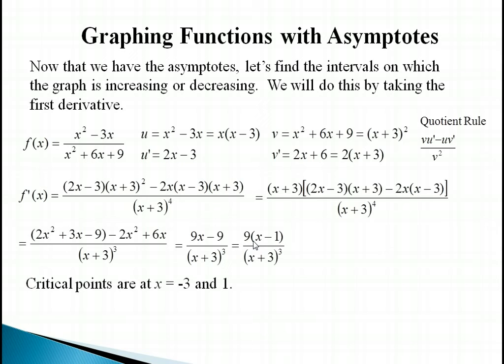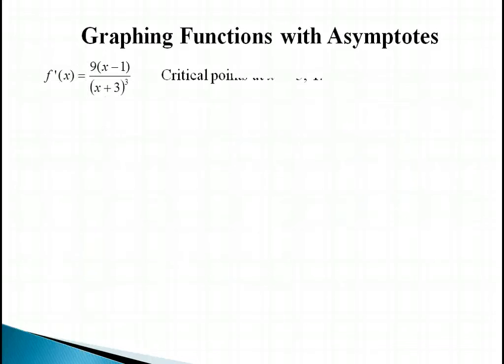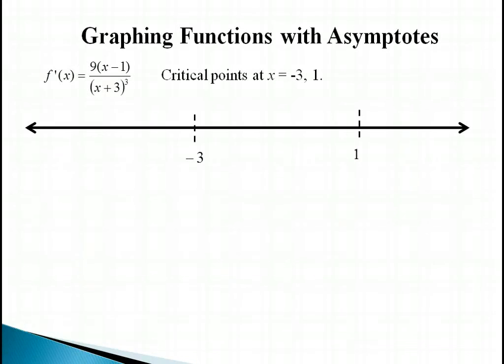Now it's in factored form. It's really easy to see where your critical points are. Remember, your critical points are going to be wherever your numerator is equal to 0 or where your denominator is equal to 0. So we have negative 3 and 1 as our critical points. Alright, now that we have our critical points, we're going to go ahead and draw our number line and test points between and beyond our critical points.